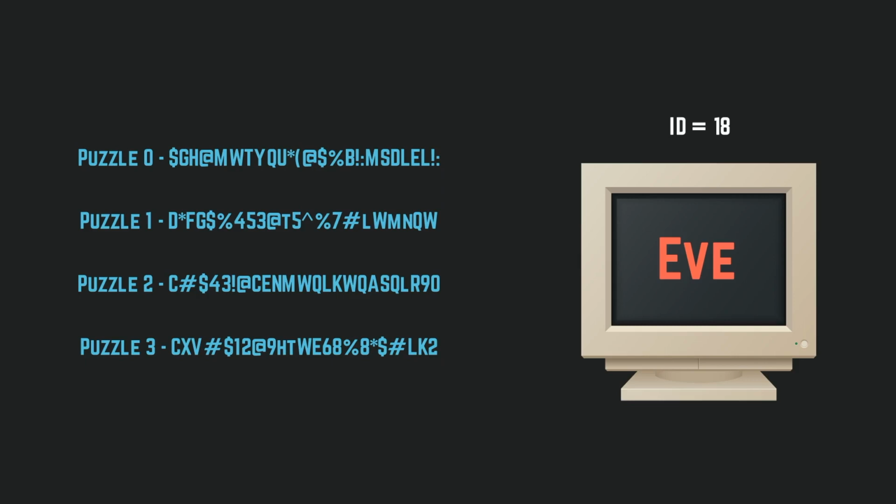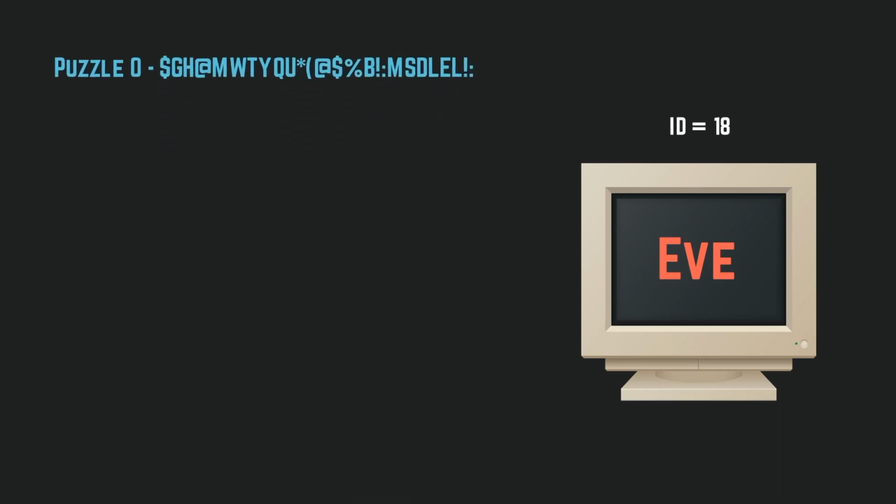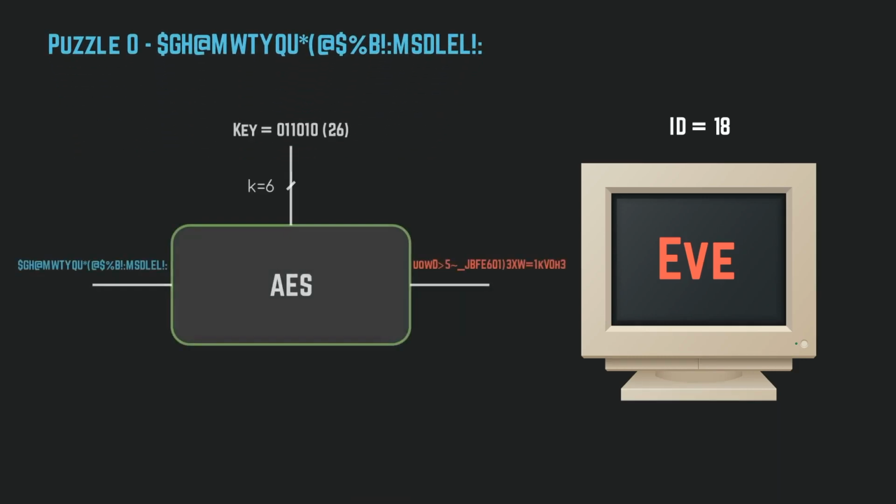Eve sees is the encrypted message from Bob and the message ID, 18 in this case. While Eve knows the message ID, this reveals nothing about the key used for communication between Alice and Bob. To find the key, Eve would have to brute force each message, and then check if the message ID matched the message ID that she saw when Bob sent the message to Alice.